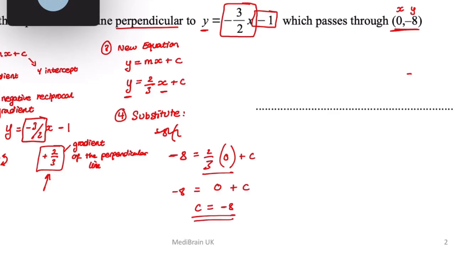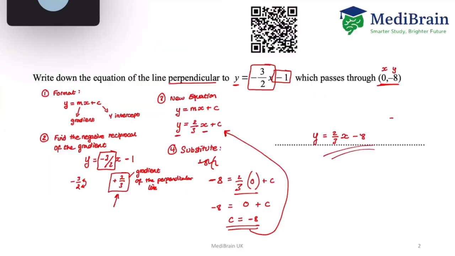So we know what c is. C is -8. We've worked that out. Now we can go back to our original equation and substitute it back in. So we had y equals 2/3 x plus c, but now we know c is -8, so we can substitute it in to get a final answer of y equals 2/3 x minus 8.